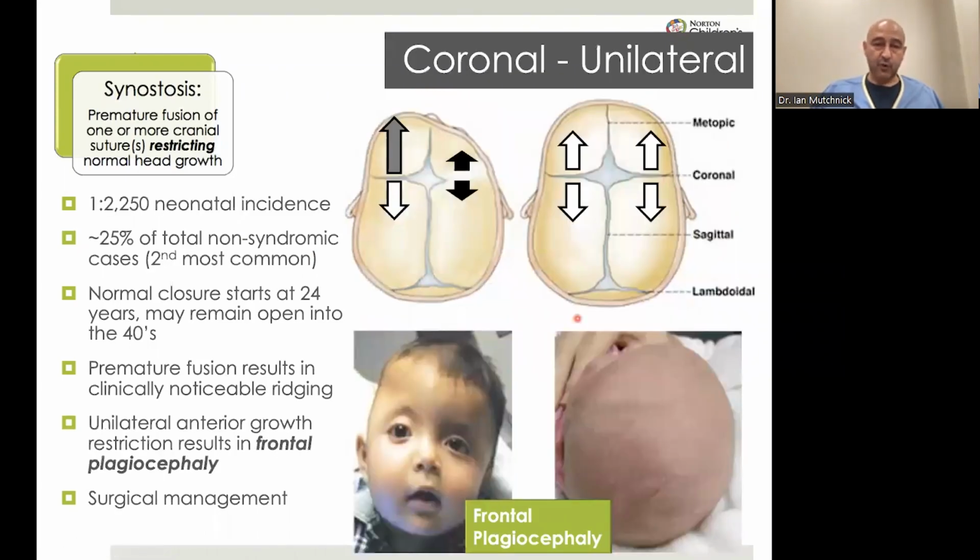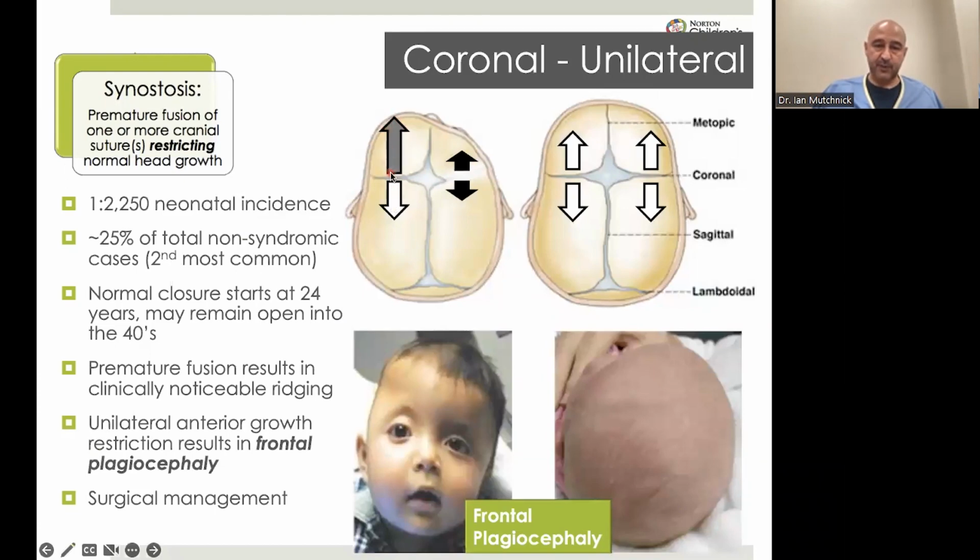A unilateral coronal is about 25% of non-syndromic cases. 1 in 2,250 neonates have this. It's similar to the sagittal suture in that it starts to close in your 20s, but may remain open to the 40s. And you can see here, here's normal. So it's allowing front to back growth on both sides of the head.